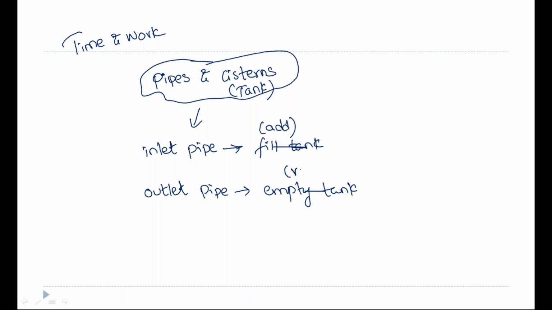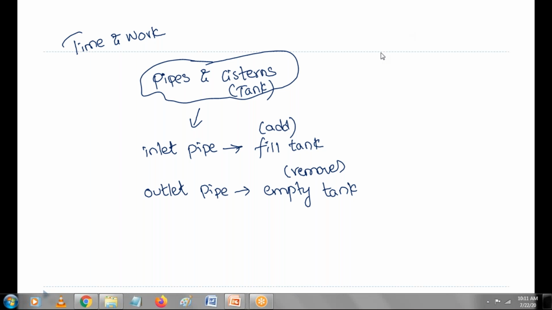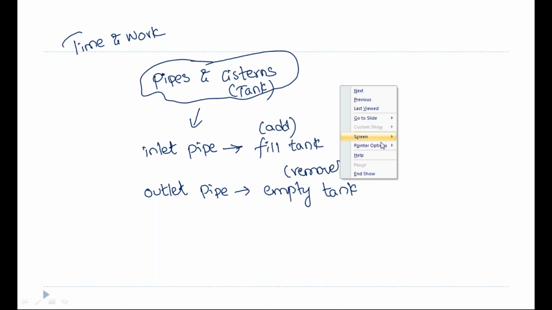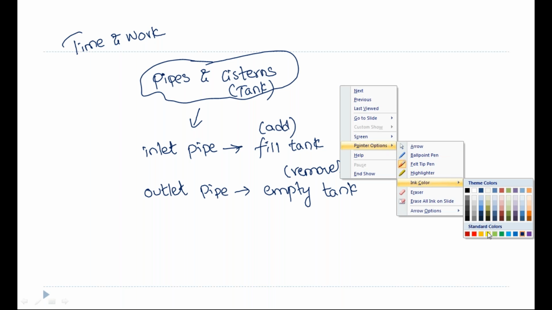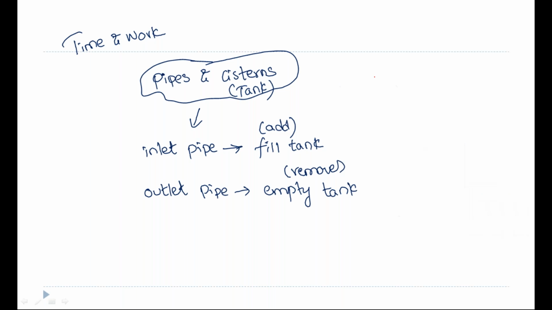So here, see this, opposite work is going on. One is filling the water into the tank, the other is emptying the tank. That's the opposite work. One is adding water, one is removing water. This type of scenario we didn't discuss in time and work. We discussed only A completing the work, B completing the work, C completing the work. No opposite things.